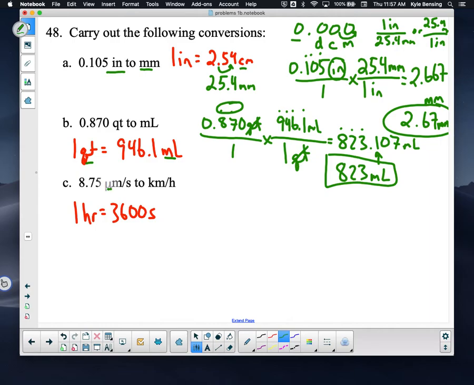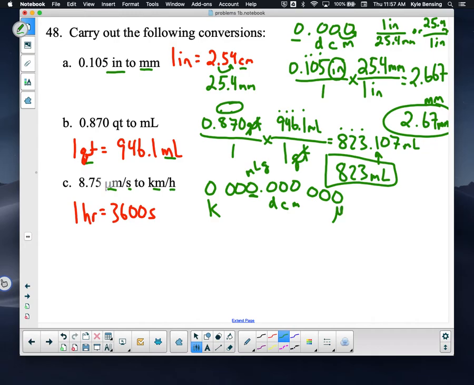I'm going from micrometers per second to kilometers per hour. Notice I have micrometers and kilometers. That means I'm going to do a prefix to prefix conversion. Okay, prefix to prefix conversion will look like this. There's my ones place with meters, liters, and grams. Like that. I got kilo here. I got deci, centi, milli, and micro there.